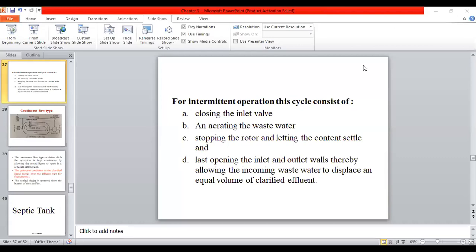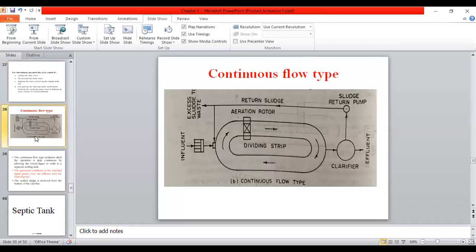Over. Shall we go to the next point? Yes or no? Thank you, Priyanka. Okay. Next type is the continuous flow type.